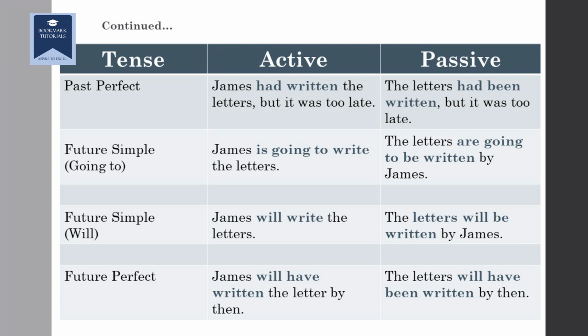James is going to write the letters. The letters are going to be written by James. James will write the letters. The letters will be written by James. James will have written the letters by then. The letters will have been written by then.